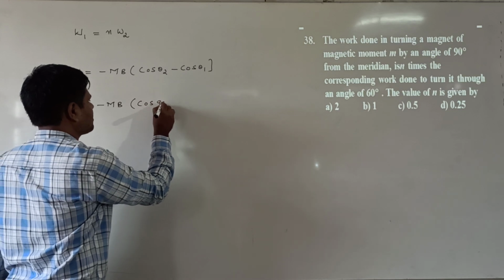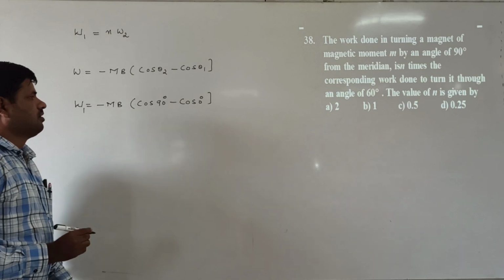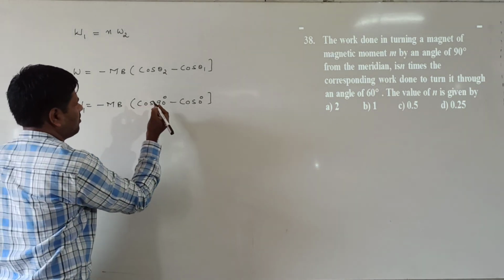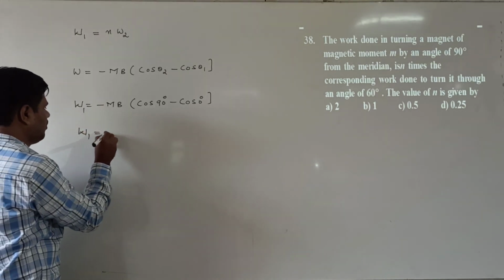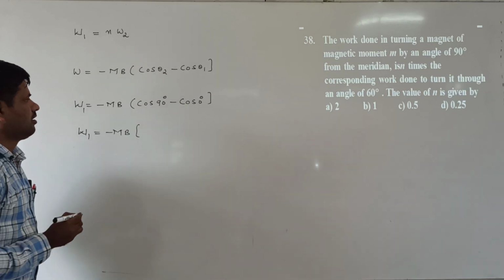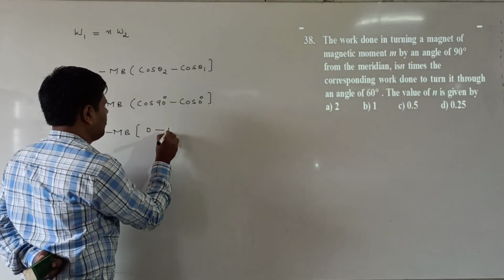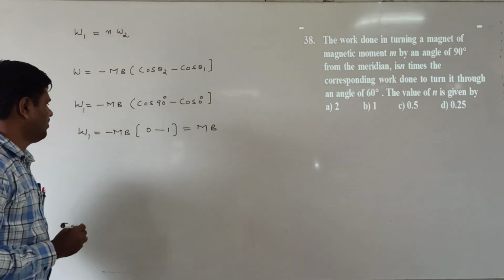Here the final angle is cos 90. The initial angle is cos 0. Cos 0 value is 1, cos 90 value is 0. So W1 is equal to minus mB into cos 90, whose value is 0, minus 1. What are we getting here? mB. This is the W1 value.